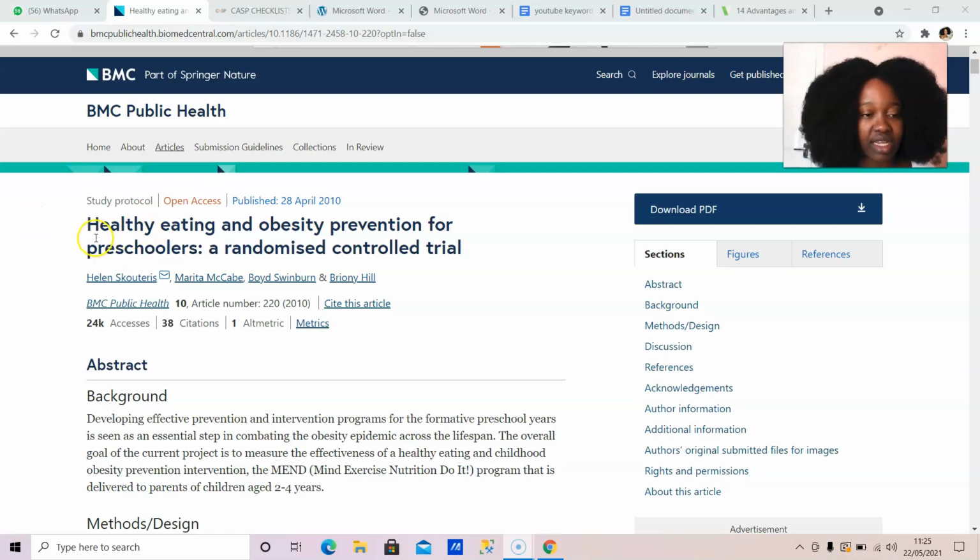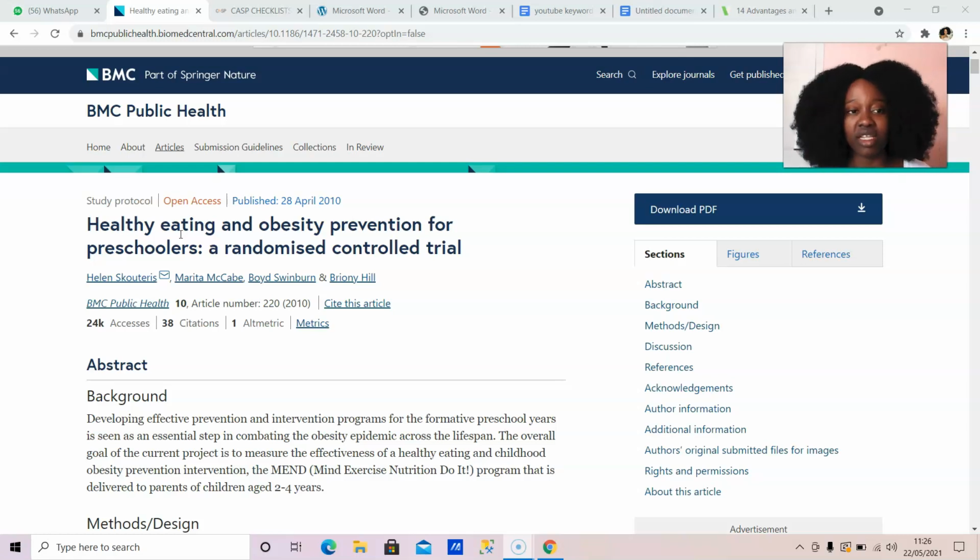So this is the article. It's about healthy eating and obesity prevention for preschoolers, and it is a randomized control trial. So when I go on the CASP page, I'm going to click on the checklist that is for randomized control trials. That's what I'm going to use to critique this particular article. So let's get to it. The participants are actually the parents of the preschoolers, to educate them and create interventions for them so that they can eventually access it.